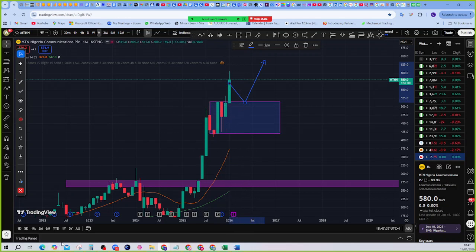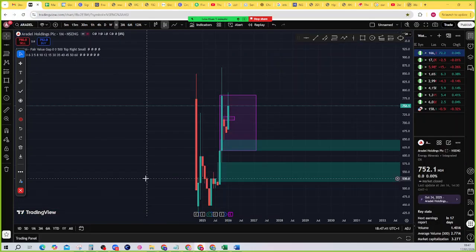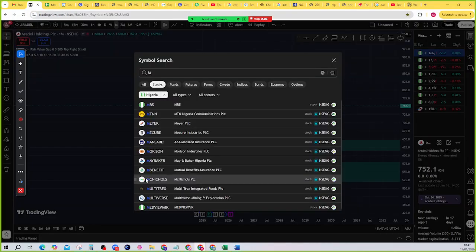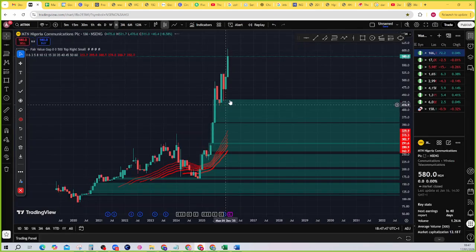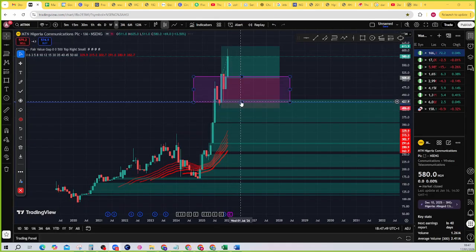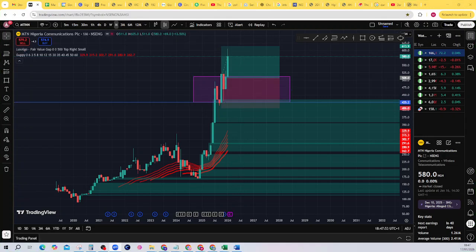And if you look at the other accounts, you will see a fair value gap where we can pick entry from. Let's see MTN. Oh, see where we should have picked entry from for MTN.